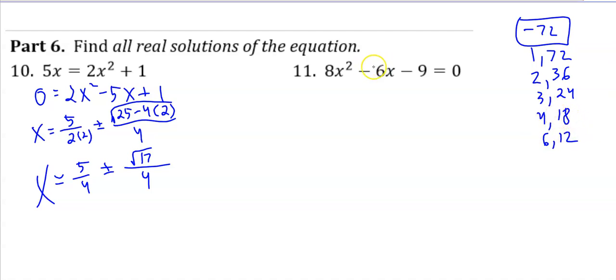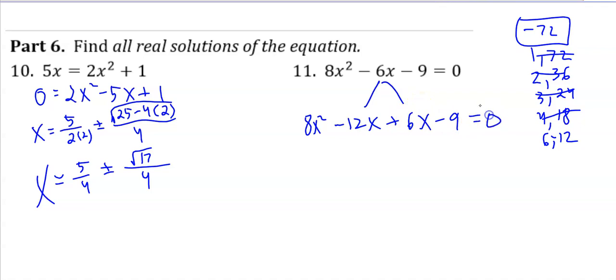Okay. So negative 6, so adds up to negative 6, so that'd be negative 12 and positive 6. So we found our factors. So we're going to split up that middle term. So it's going to be 8x squared minus 12x plus 6x minus 9. I like to put the negative first, it's easier to do factoring by grouping. And so you can see that that's 4 terms.